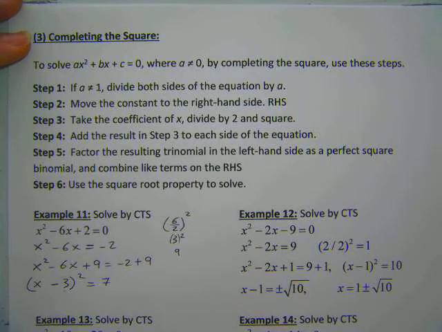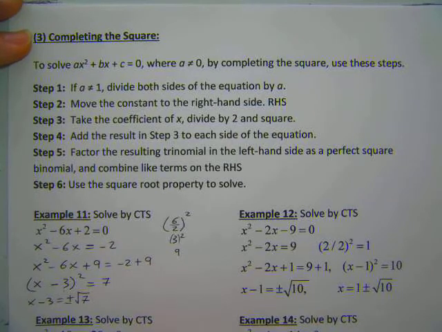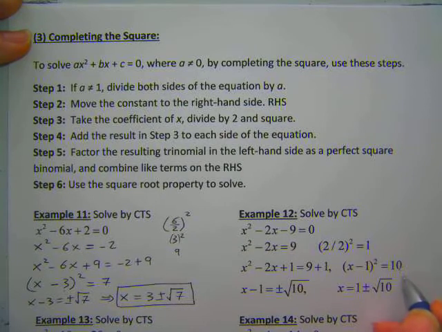Now using the square root property, which we just finished, we get x minus 3 equal to plus or minus the square root of 7. Finally, add 3 to both sides to get x is equal to 3 plus or minus the square root of 7. So that is the square root property.